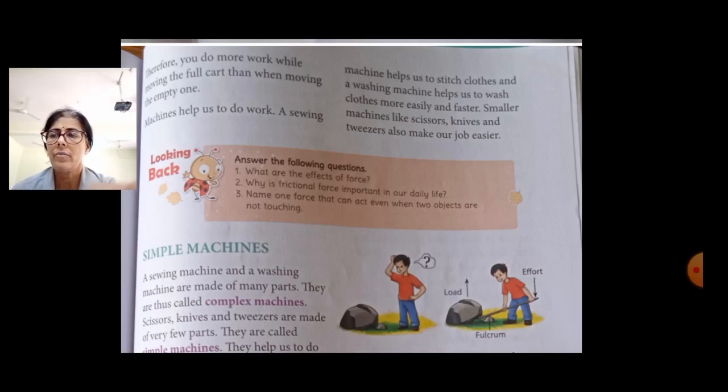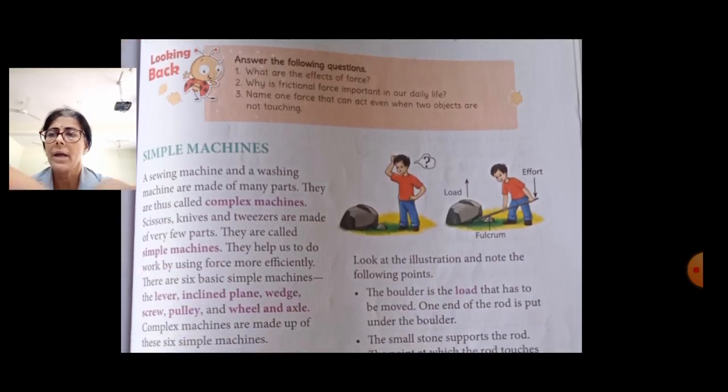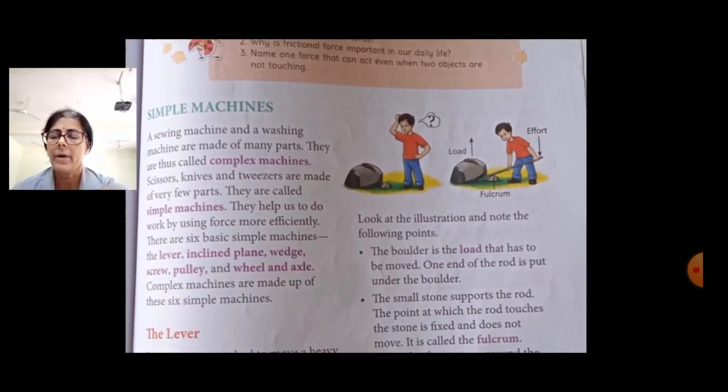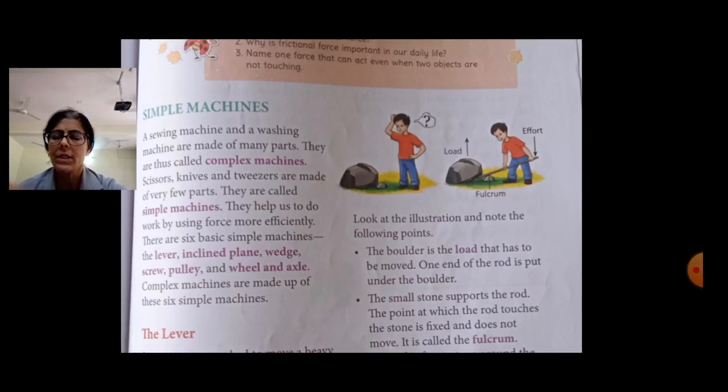Now here we see some examples of what kind of machines can be there, right? A sewing machine and a washing machine are made up of many parts. They are thus called a complex machine. मतलब सिर्फ एक मशीन नहीं, जो ज़्यादा मशीन से कोई भी चीज़ बनी है, that is known as a complex machine. Scissors, knives and tweezers are made up of very few parts and they are called simple machines.